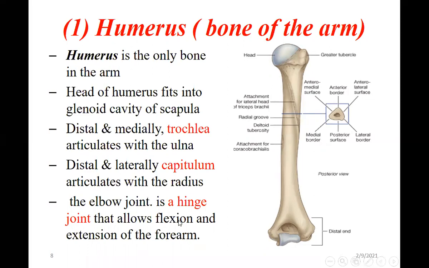The elbow joint is a hinge joint that allows flexion and extension of the forearm. There are different types of joints. We'll talk about that. One type of joint is called the hinge joint. What a hinge joint is and other details we'll study in the future classes.